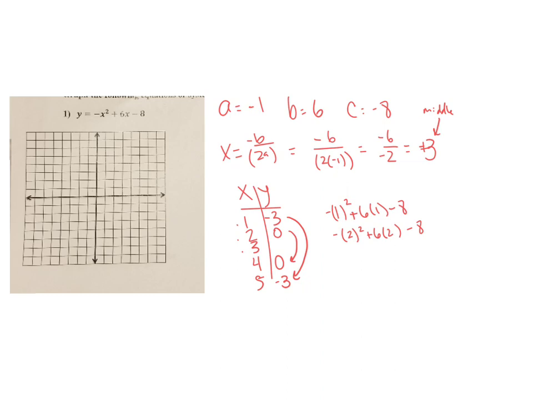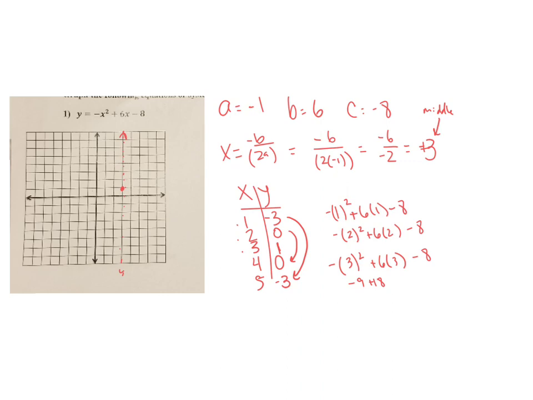Now I plug in 3, so I get negative, in parentheses, 3 squared plus 6 times 3 minus 8. So I get negative 9 plus 18, which is positive 9, minus 8, which is going to be positive 1. And I plot my points. I go over 3, up 1, put a dot. Because that's the vertex, it's going to be a dotted line here. That's not part of my graph. That just tells me that it's the center of my U.